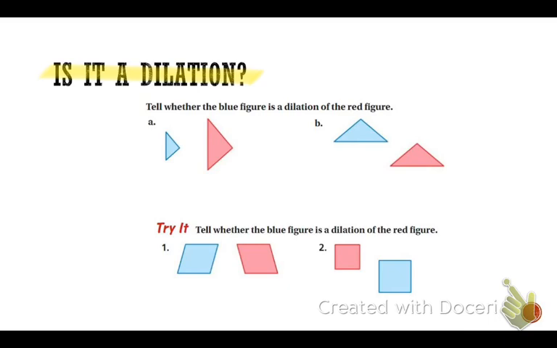All right, so on A up here at the top, the triangles that are kind of on their side, what do you think it looks like? A dilation, yes or no? Yes. Yeah, it's definitely a dilation because it's changing in size, not shape. On B, what do you think? No. It's not, okay? It's a translation, meaning that it's shifting, but it's not changing in size.